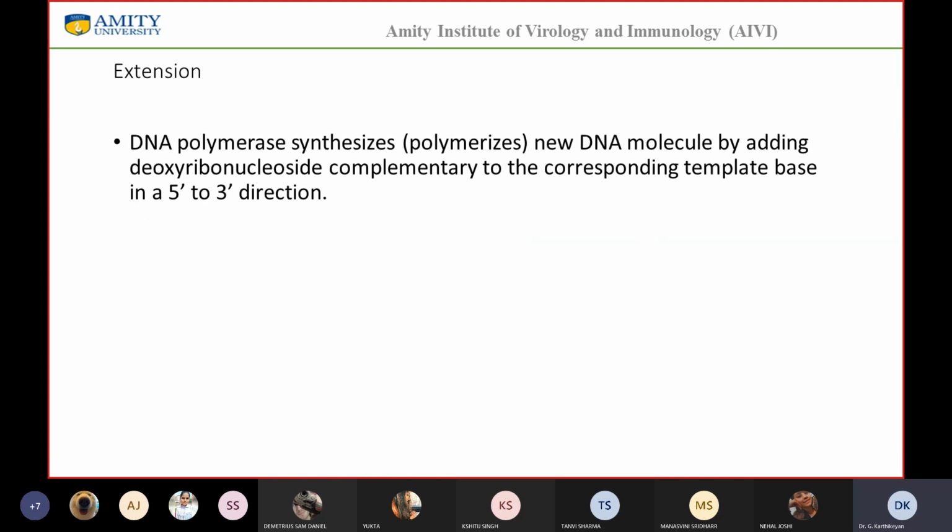Extension is nothing but the synthesis of a new piece of DNA by DNA polymerase, which does this by adding the complementary deoxyribonucleotides in the 5 prime to 3 prime direction. Essentially you use dNTPs. That means you will have dATP, dTTP, dGTP, dCTP, all four nucleotides, which are polymerized by the DNA polymerase, and you essentially have a new strand.